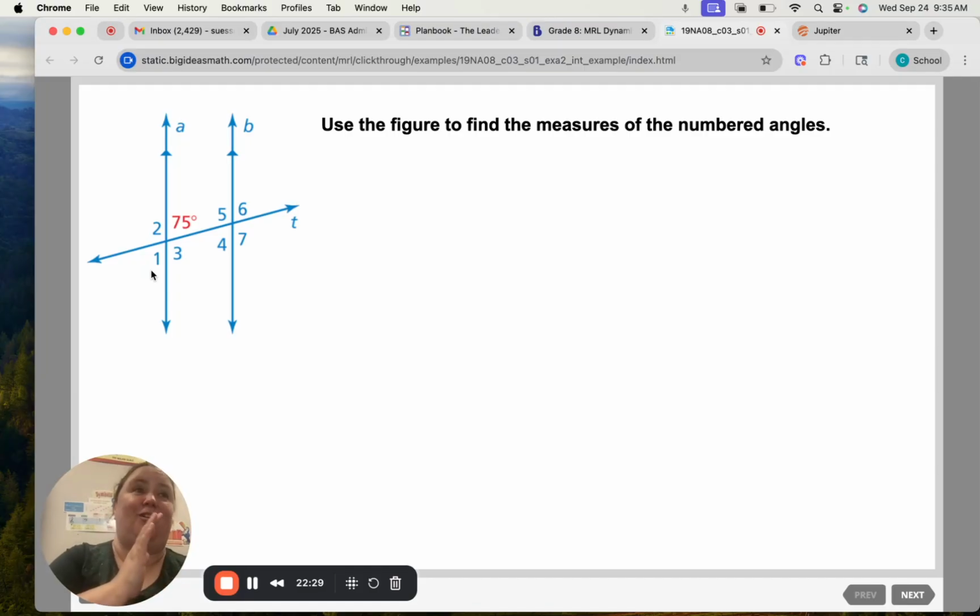Remember, you're looking at the parallel line. Angle 4 is in the same spot as angle 1, so 4 would also be 75. We're finding all the different measures of all the angles. You're doing every single one of them. So they're all 75? No, four of them are 75.